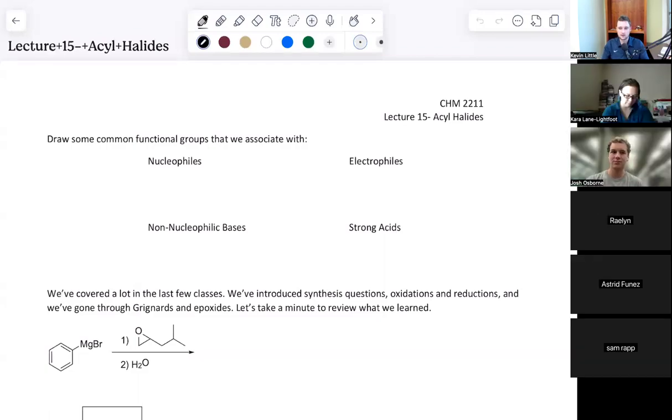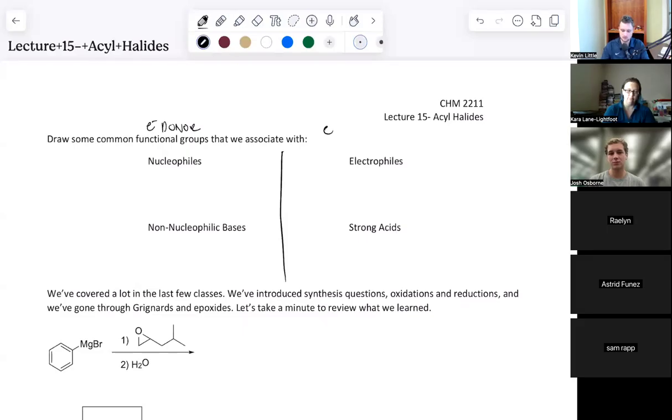All right, so today we're on the 15th lecture. We're talking about acyl halides. And like always, we're going to start with our chart. Our chart is split into two divisions. We have our electron donors over on this side of the chart. Both nucleophiles and bases are electron donors.